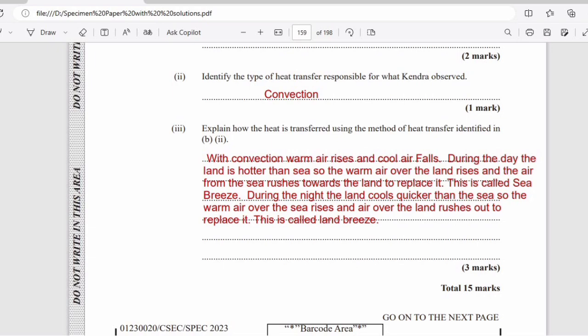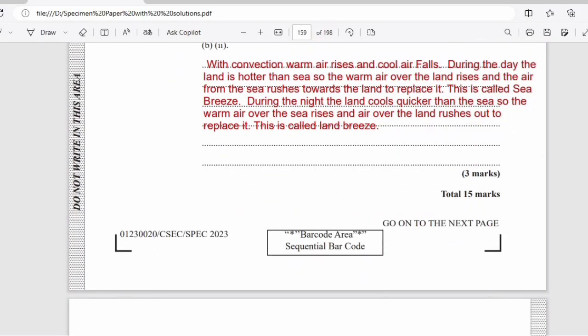Now during the night, the land cools quicker than the sea, so the warm air over the sea will rise and the air on the land will rush out to replace it, and this is called land breeze. So we're good to go, guys.